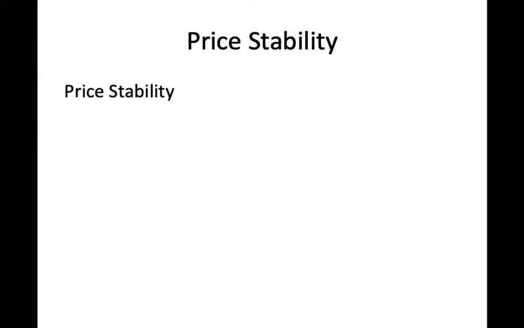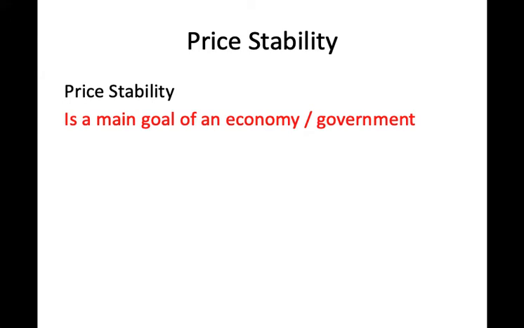So price stability, as we know, is a main goal of an economy. We've studied that in previous units. The economy wants prices to be stable. The economy wants us to be able to forecast and predict what prices are going to be. If prices are going up and down quickly, that is difficult for planning, difficult for forecasting, difficult for businesses to run.